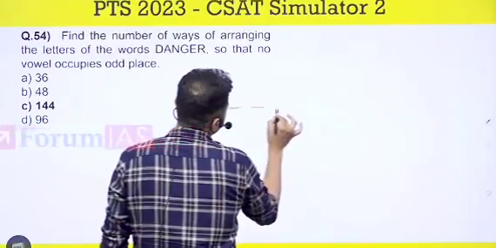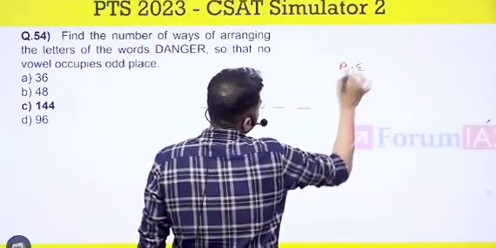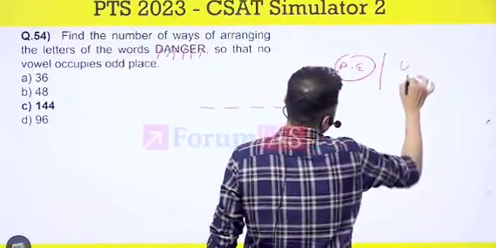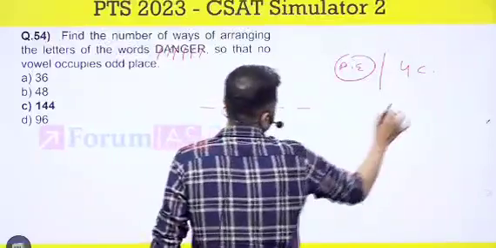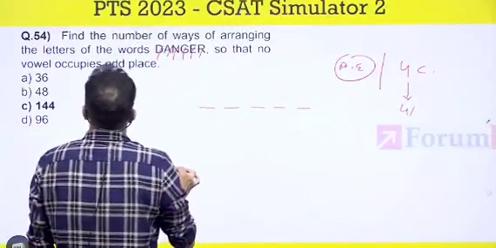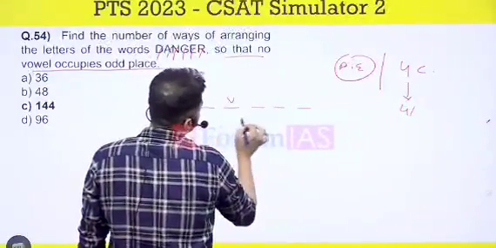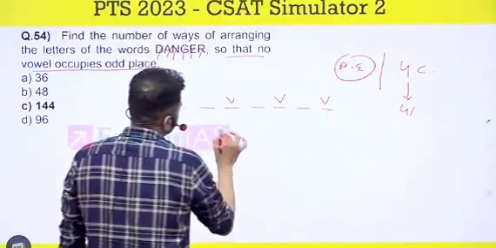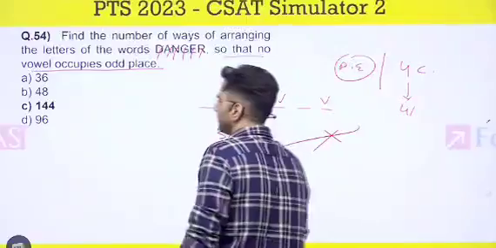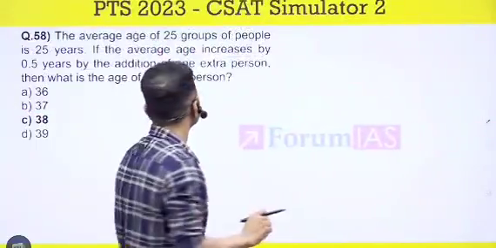Then, okay, again a good question. We have 5 letters here. There are 2 vowels, right? A and E. And 1, 2, 3, 4, 5, 6, 4 consonants. So they can be written in 4 factorial ways. Now see here, it says no vowel can occupy an odd place. So a vowel can come here and here and here. This can be done in 3P2 ways, which is 6. So the answer would be 6 into 4 factorial, which is 144. So the answer would be 144.